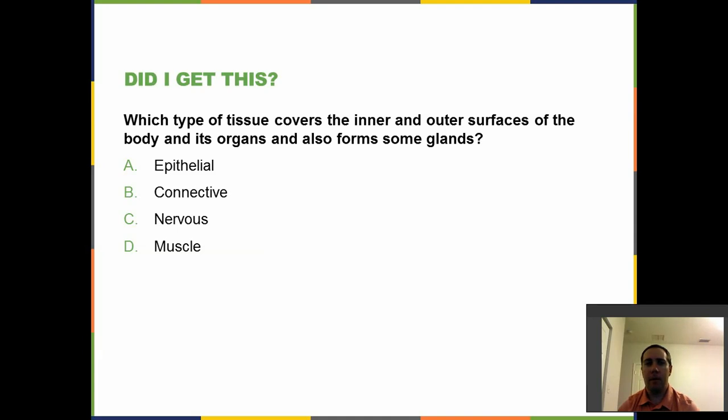Simple and stratified? Yes. So somebody also said shape and number. And so you were talking about simple and stratified. That is a number of layers. So simple means one layer. Stratified means more than one layer. For the shape, what were our different shapes?